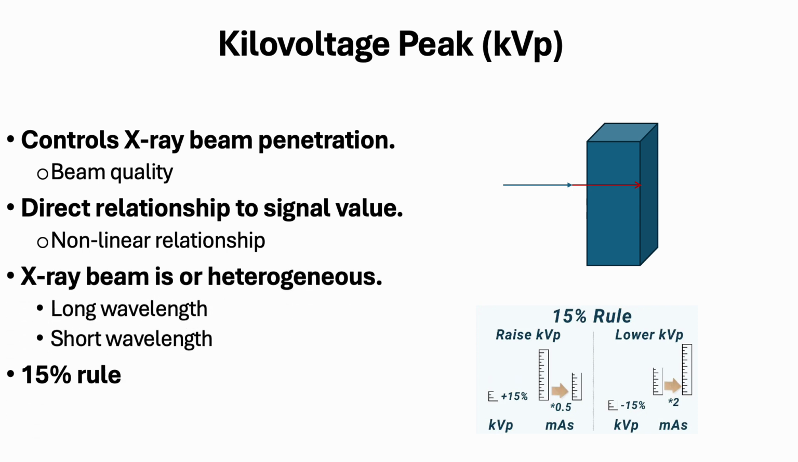So once again, mAs is the quantity of what? The X-ray photon. kVp is the penetration or the beam quality. This is the term you will hear from every program, at least once. The kVp is the beam quality, and its purpose is also to what? Penetrate. Okay? It has a direct relationship with signal value. We are talking about the digital aspect.